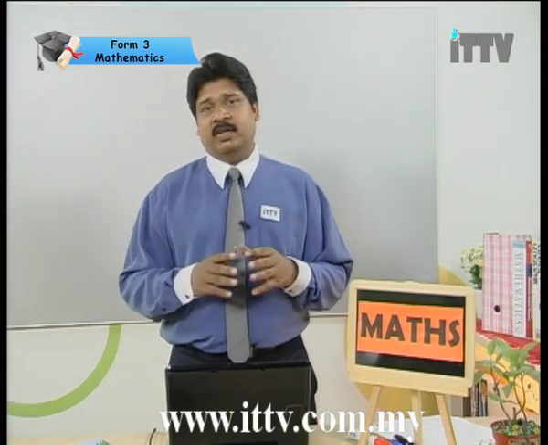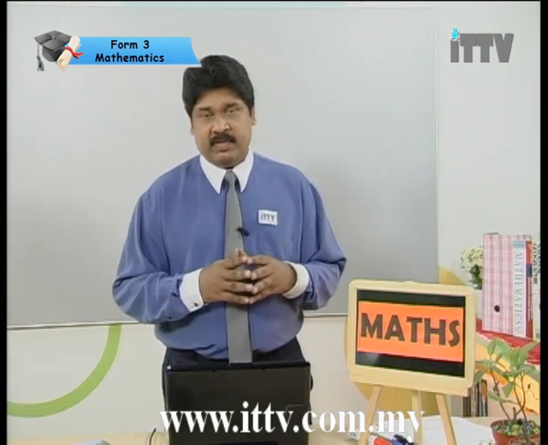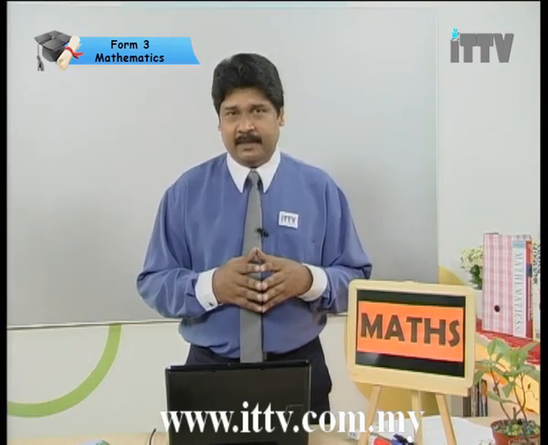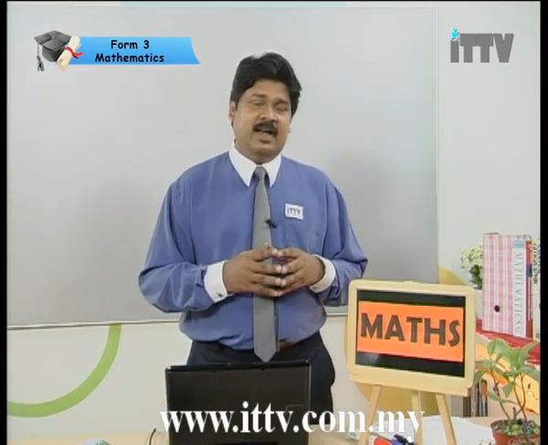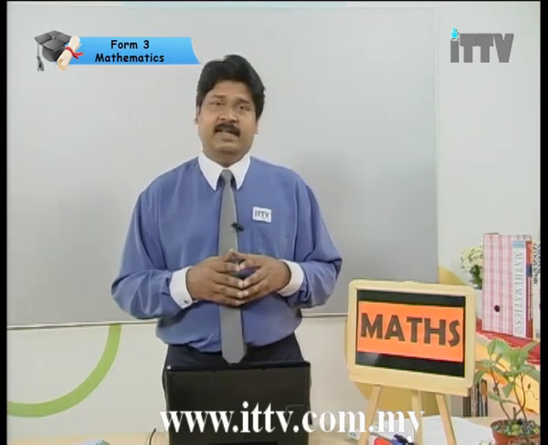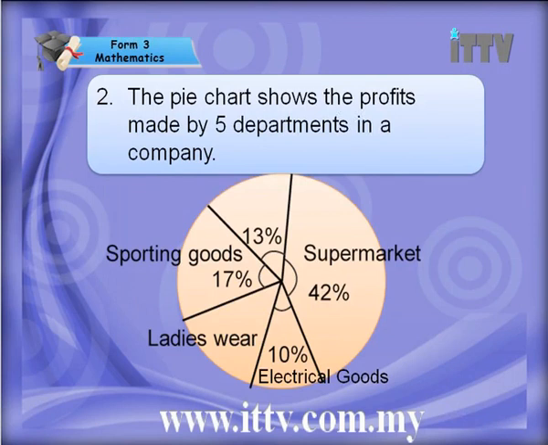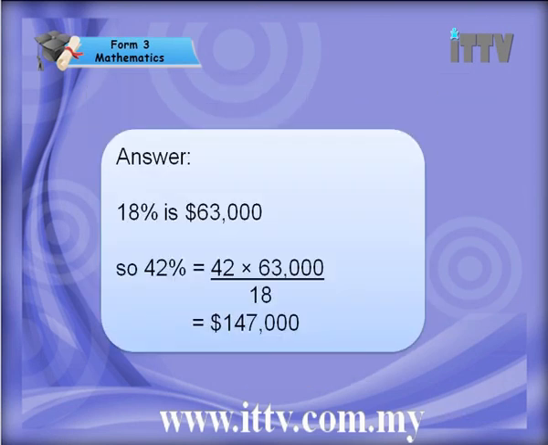Now, it is very important for you to distinguish certain facts. What you must remember here, since we have already obtained the ladies wear department percentage, is 18%, and 18% represents $63,000. So how much the supermarket represents, that is the issue here. If you look into the pie chart, the supermarket represents 42%. So therefore, in order for us to obtain the value of profit, since 18% is 63,000, then 42% is 42 times 63,000 divided by 18, and we should obtain $147,000. That is how we do this question.